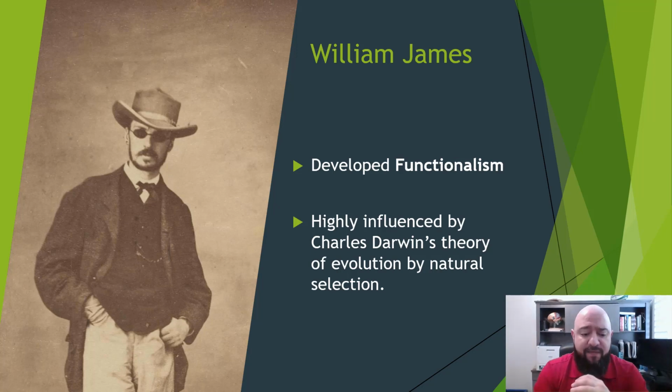And if you're familiar with that theory, it says that organisms that can adapt to their environment are going to be the most successful in terms of survival and then reproduction, basically pushing their genetic material into the future. And so that was very influential on William James's theory of functionalism. Functionalism was all about, how does behavior help us survive and adapt? How do our emotions help us survive and adapt? How do our thoughts help us survive and adapt? And that's really what functionalism was all about.